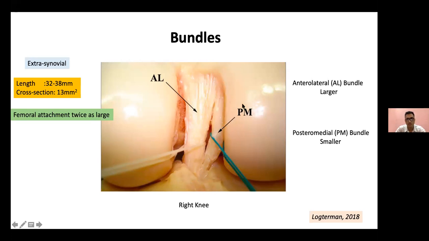While on the medial femoral condyle, it is attached on the lateral surface of the medial femoral condyle, inferior to the medial intercondylar ridge. The average length is 32 to 38 millimeter, and the cross section is 13 millimeter square. The femoral attachment of PCL is twice as large as the tibial attachment. And there are two bundles, anterolateral bundle and posteromedial bundle. Functionally, they have their respective roles. And these two bundles are sort of enclosed by the meniscofemoral ligaments anteriorly and posteriorly.